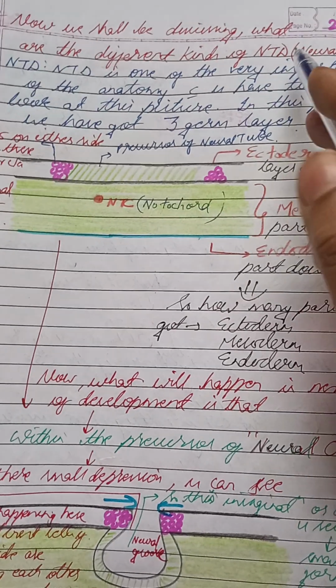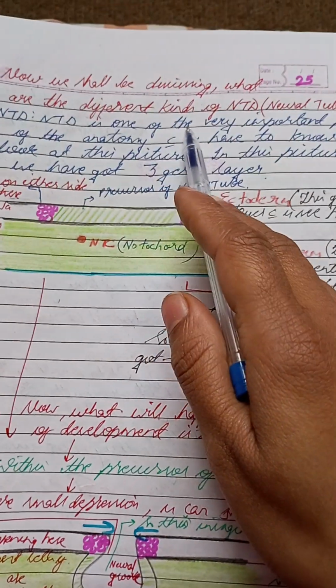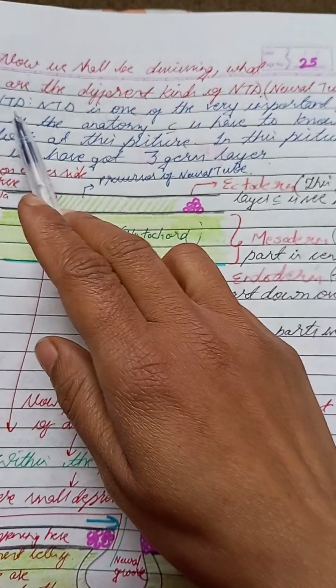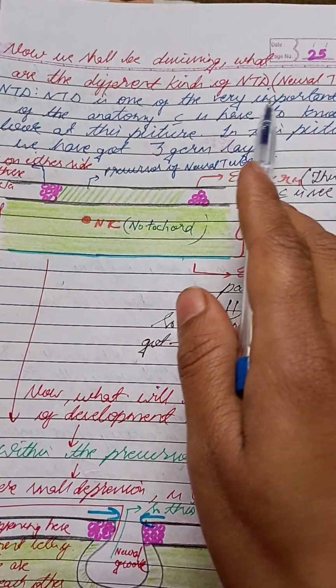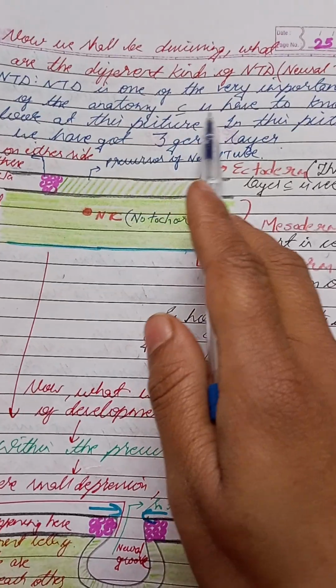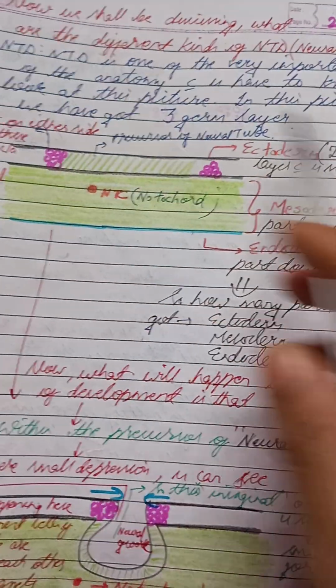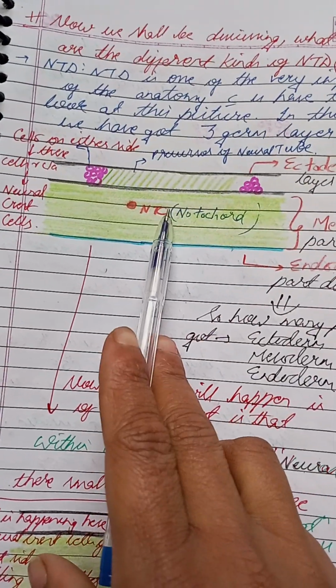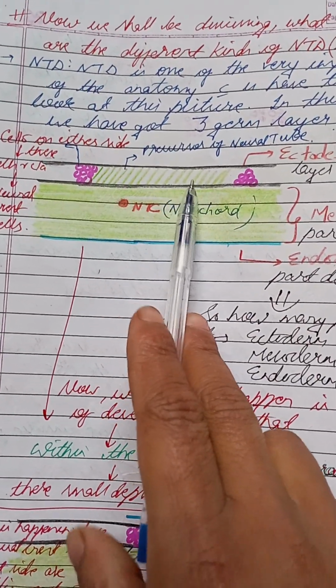Now we shall be discussing what the different kinds of neural tube defects are. Neural tube defects are a very important part of the anatomy which you have to know. Look at this picture. In this picture we have three germ layers.